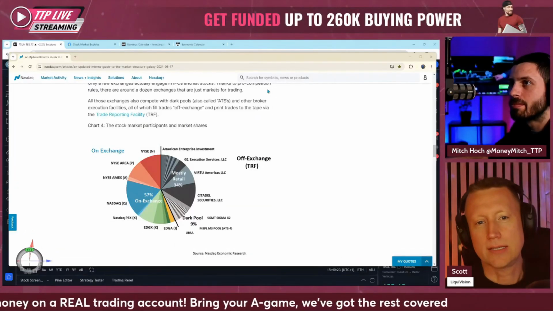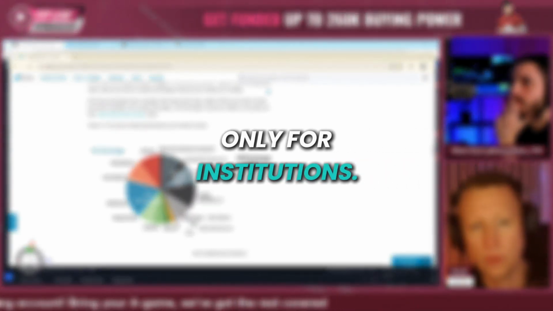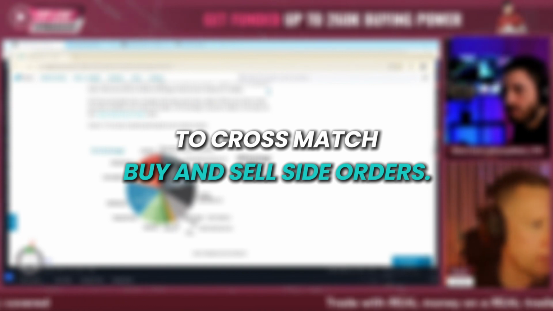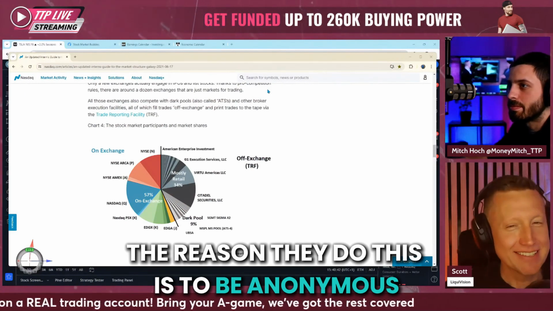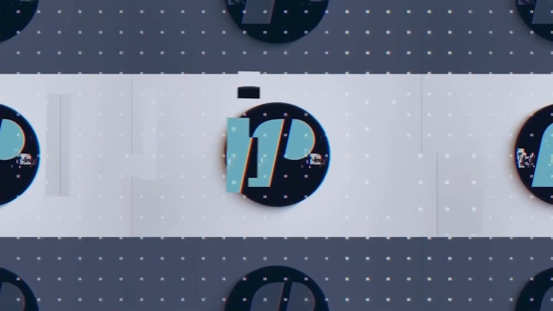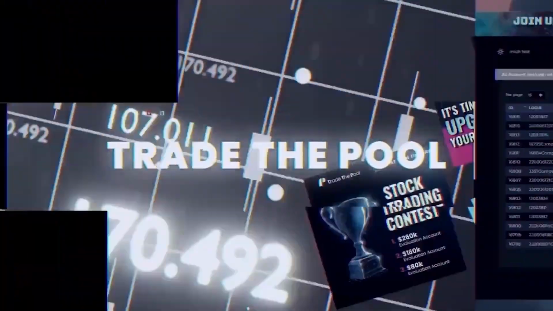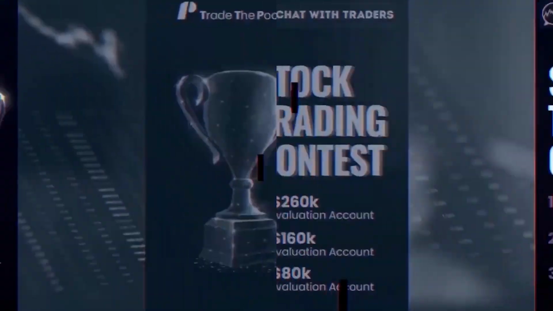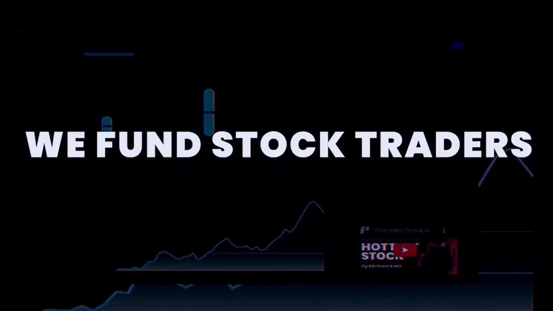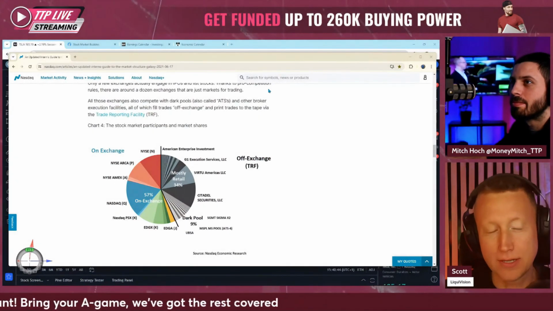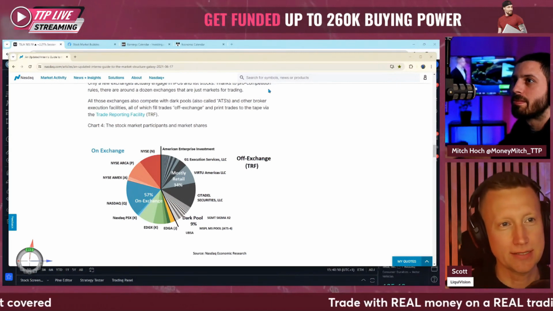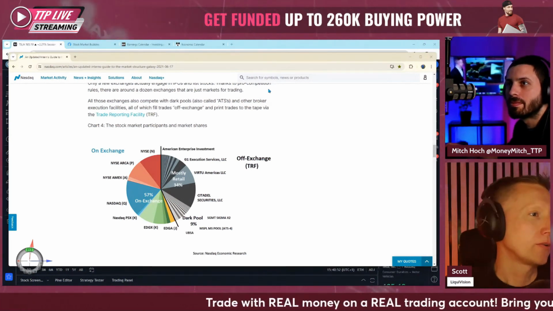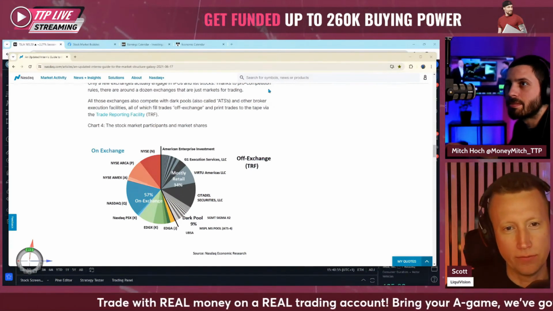The point is that these dark pools exist only for institutions to cross match buy side and sell side orders. The reason they do this is to be anonymous about what they're executing. So if you look at level 2, for example, you will have orders sitting there that you can see. If you're in a dark pool, those orders are not going to be visible.